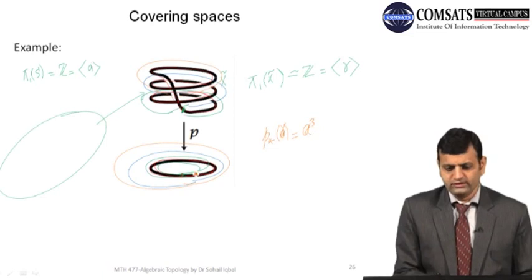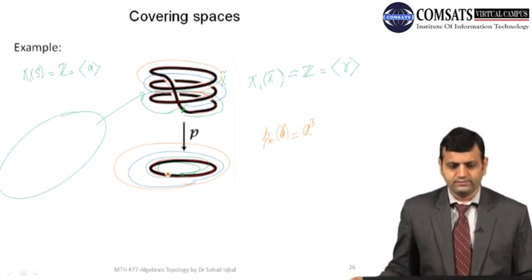Okay, so what is A cube? Taking 3 rounds of this circle, when we follow this gamma and then we apply this, we will get A cube, so 3 times along this circle.